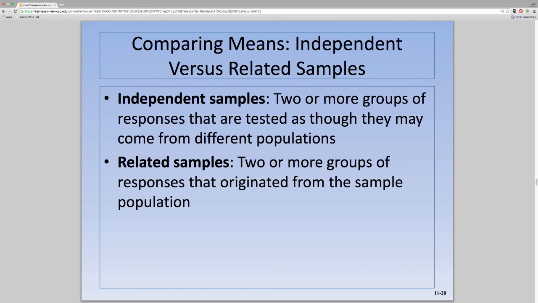Now, in a related sample situation, you often will be looking at a paired sample where it has the same unit of comparison. And this is where you would do a paired sample t-test.